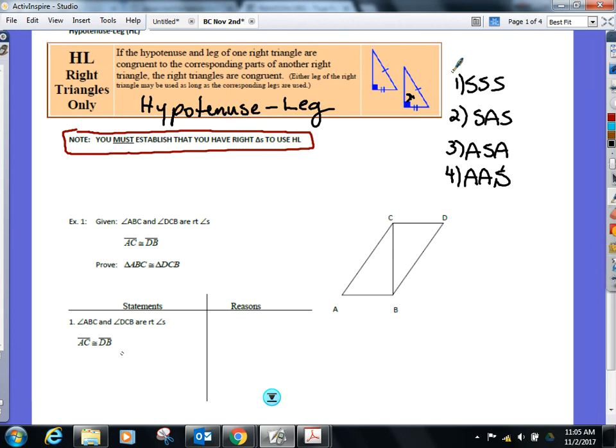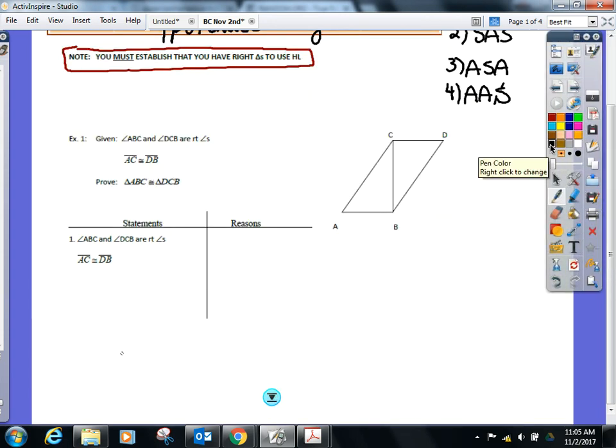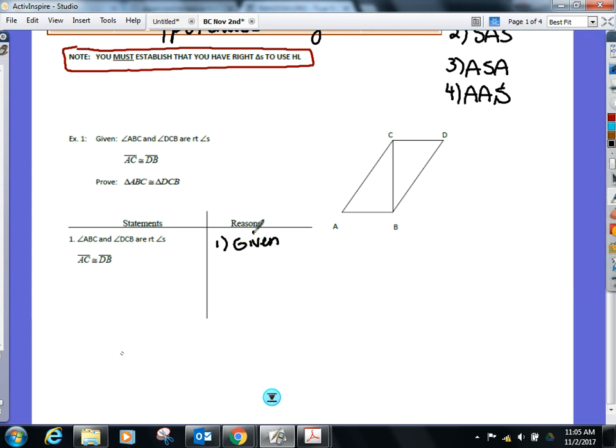Questions about HL right now before we apply it? Hypotenuse leg can only be used in a right triangle. All right, let's go. I already wrote the givens in there for you. So we're going together very, very slowly on this first one. We're going to mark our diagram up.